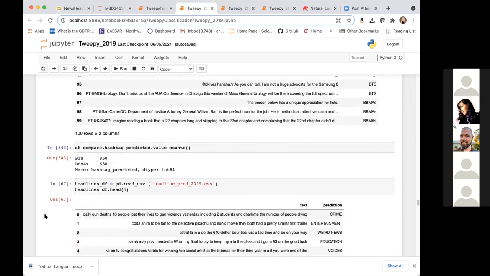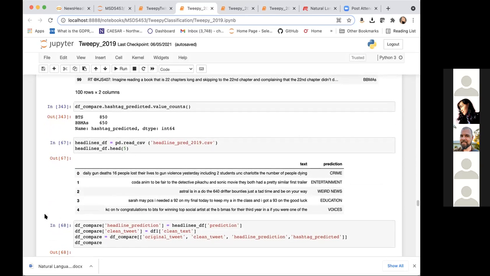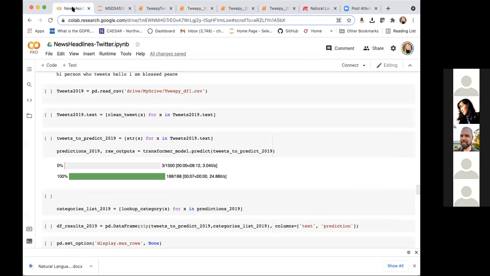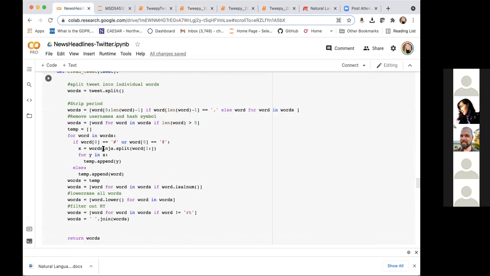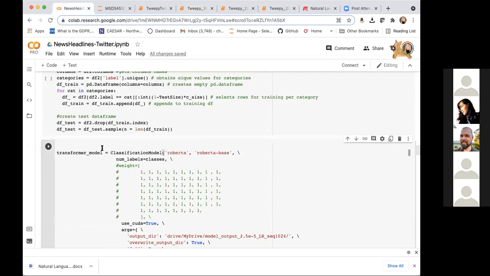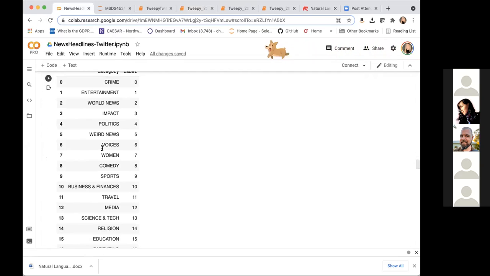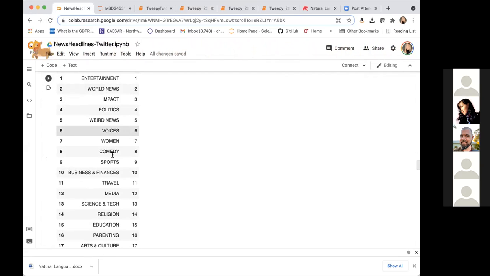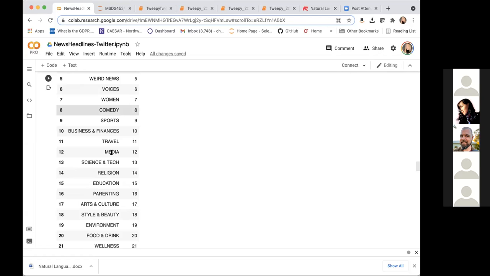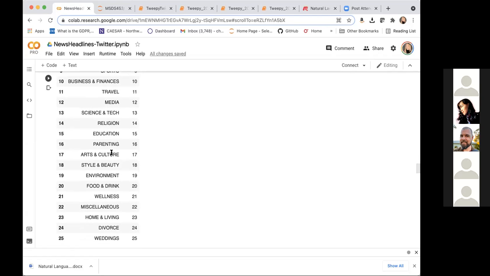So then I went to my news headline data set, and that one I ran in Colab. I have another tab open here, but this is the Colab notebook, and it shows you the different labels that I use. So crime, entertainment, world news, impact, politics, weird news, voices. Some of these I tweaked a little bit and probably could tweak further. There was overlap, like one was science and tech and then one was tech.